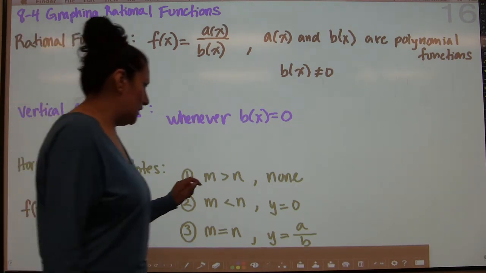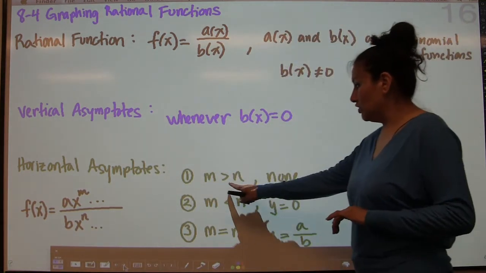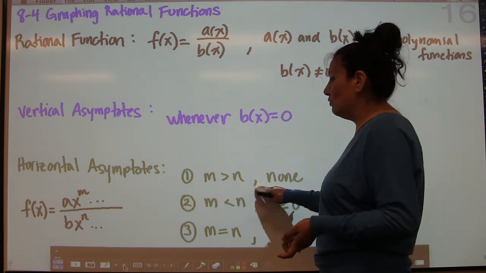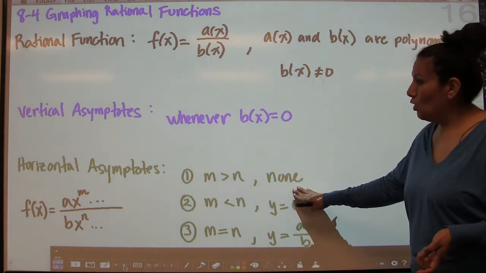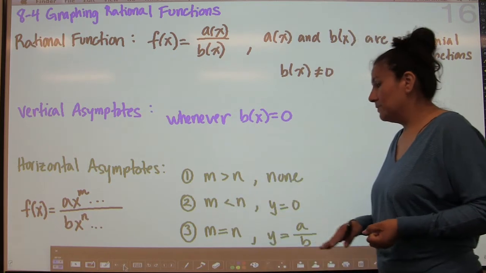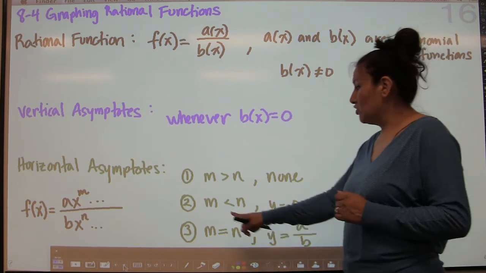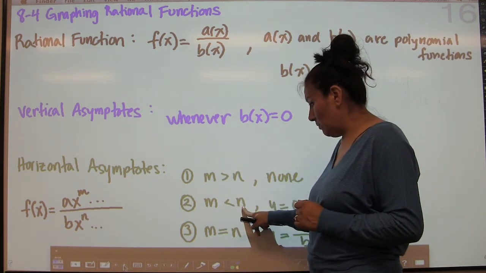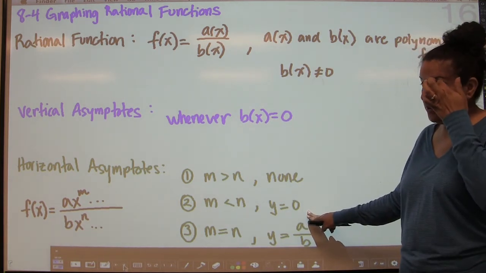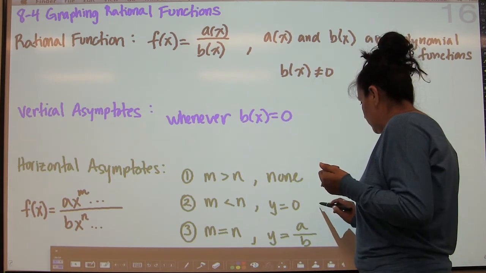So the first option is when the degree or the exponent on the top of the rational function is greater than the degree of the exponent on the bottom. When that happens, you don't have an asymptote. There is no horizontal asymptote when the degree of the top is bigger than the degree of the bottom. In option 2, that would be the opposite. If the degree on top is smaller than the degree on the bottom, then the asymptote will be y equals 0. Y equals 0 is basically the x-axis. So I can add that to this here.